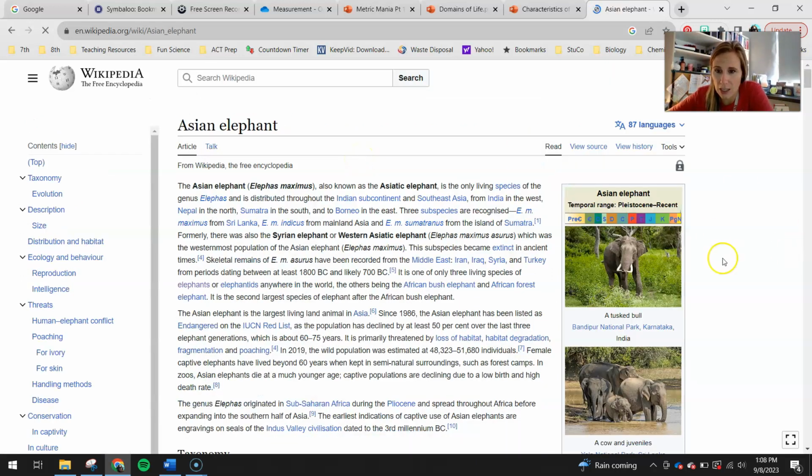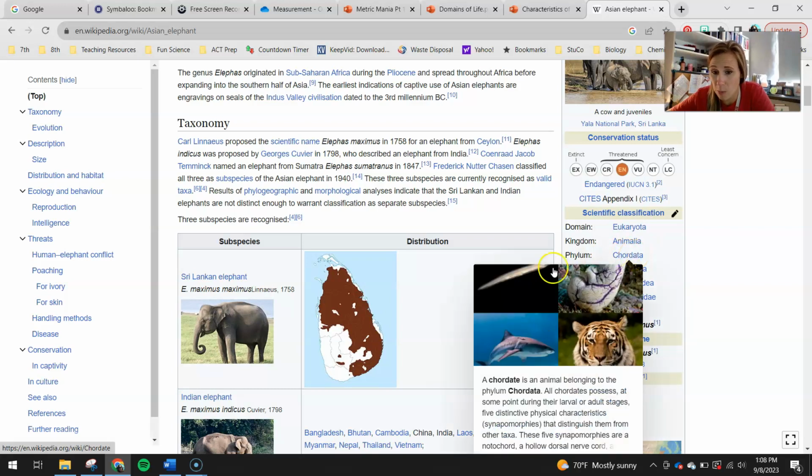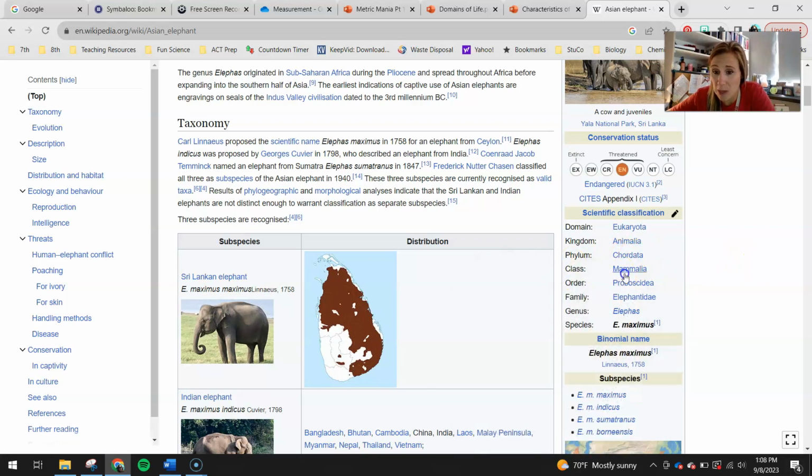So if I click on Asian elephant and I look at my little square over here on the right, notice that now I'm down to my species. So I've narrowed my search down a little bit more. So I've got domain eukarya, kingdom animalia, we have those 2 in common. Phylum chordata, we have that in common with elephants. Class mammalia, we have that in common. When we get to order though, that's where we start seeing differences between humans and elephants. So our order, family, genus, and species are all different.